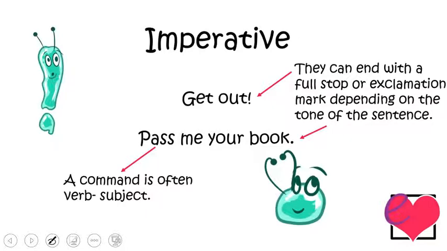And at last we've got the imperative. Imperative is often verb and subject. They don't have a subject. In this case, we don't have a person who is speaking. We're just giving an order. We can have an exclamation mark or a period at the end. So we have, get out. We are just giving an order. Pass me your book. We are giving an order, and we are not telling whom we are talking to. So they usually don't have subjects. That is how we know we are talking about an imperative sentence. So this is the first part of the recap.